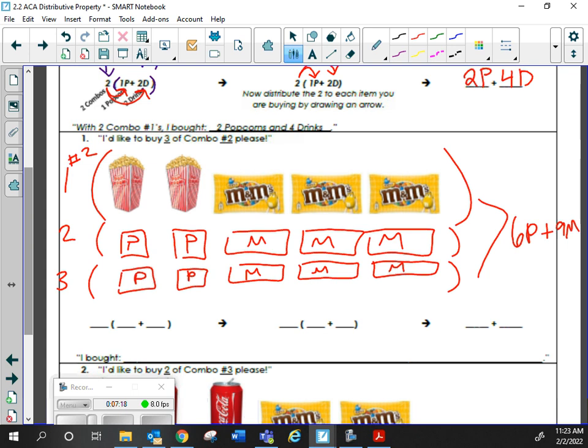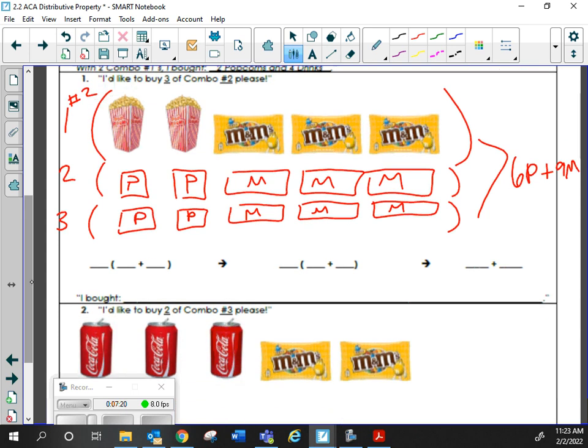Okay, let's look at the math of it. So again, I want how many combos? I want 3 of the combo number 2. Now, in parentheses is what's inside that combo. So in just one of those combos, it was 2 popcorn. So I'm going to put 2P plus 3 M&Ms. Okay, I'm going to copy that over. Again, 3 groups of 2P plus 3M.